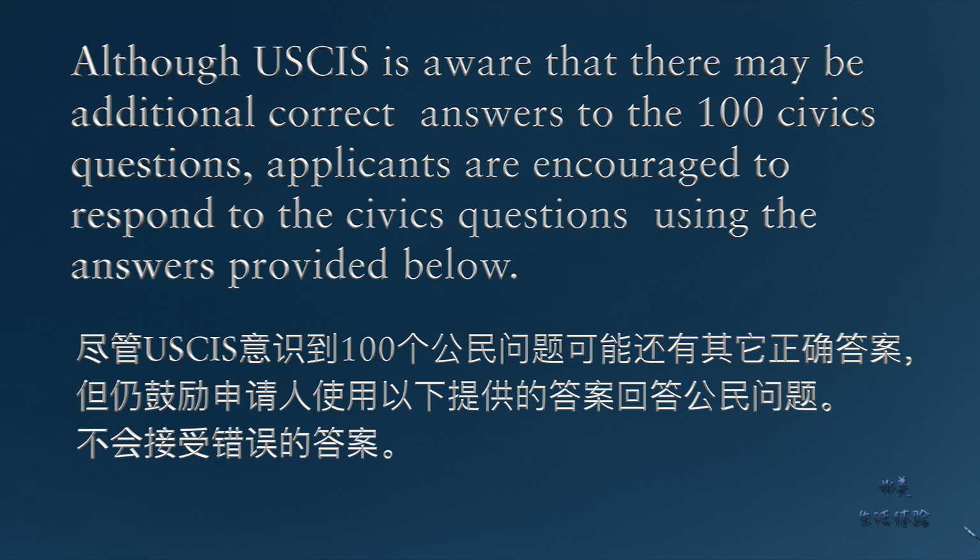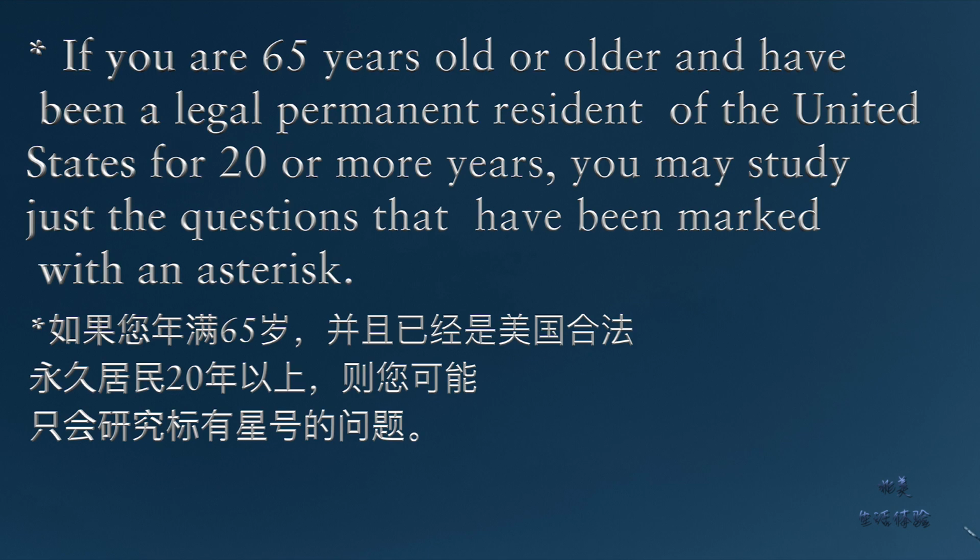Although USCIS is aware that there may be additional correct answers to the 100 civics questions, applicants are encouraged to respond to the civics questions using the answers provided below. If you are 65 years old or older and have been a legal permanent resident of the United States for 20 or more years, you may study just the questions that have been marked with an asterisk.